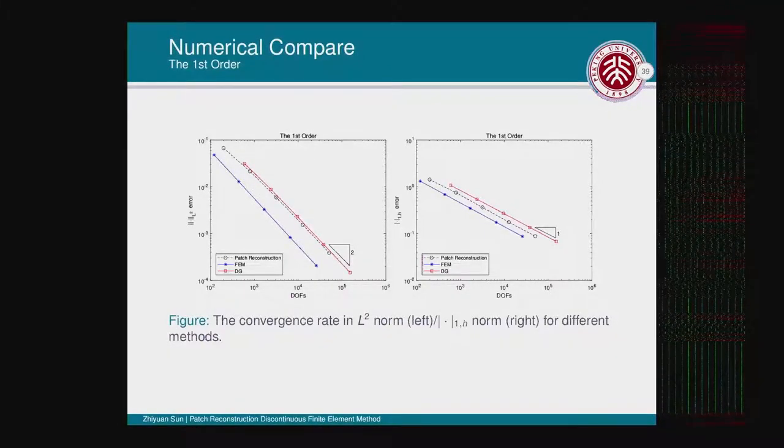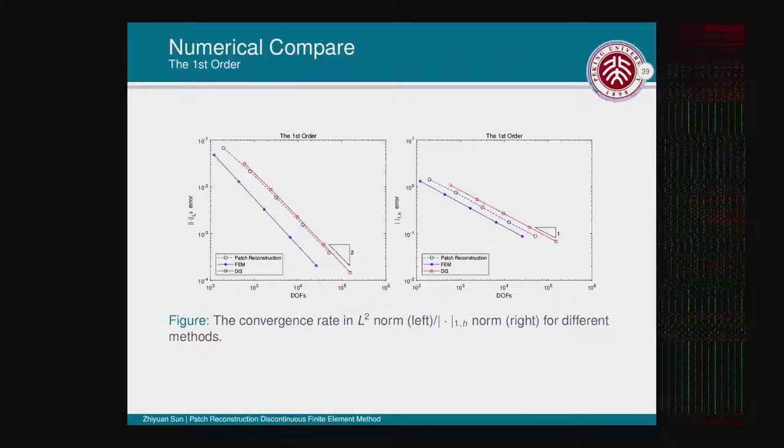Here the x coordinate is the degrees of freedom for the entire system, and the y coordinate is the numerical errors for the different norms. Here on the right-hand side is the L2 norm, and the left side is the H1 semi-norm, because we can only calculate the H1 semi-norm in the three different methods.